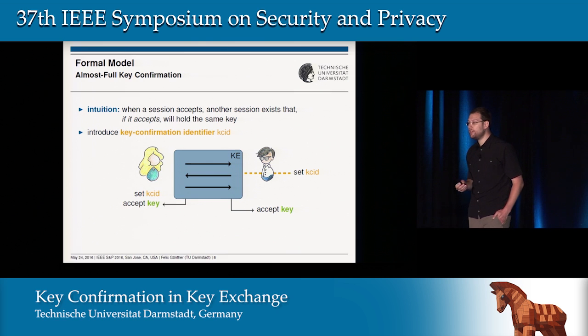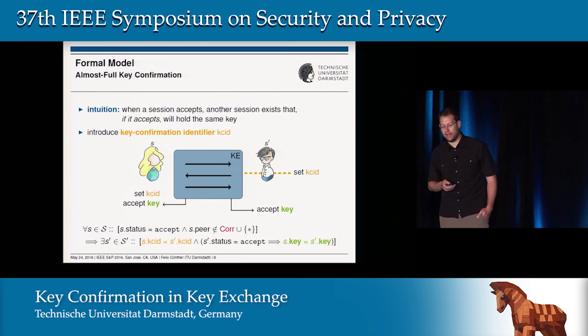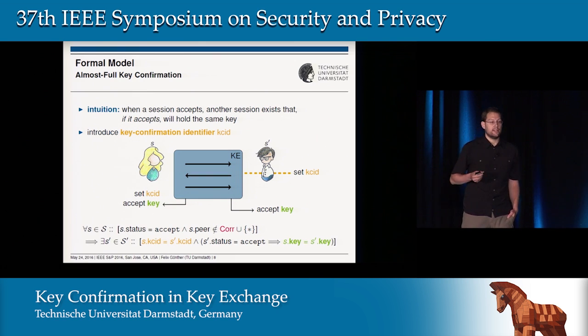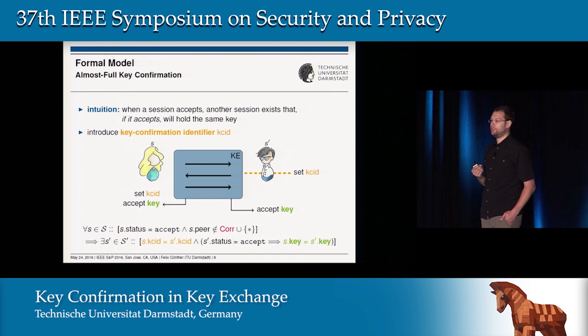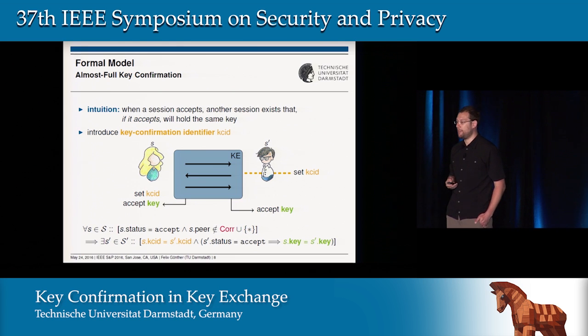So now the formalization, again translated in a more high-level way, says that for all such sessions like Alice's now on the left side, when it accepts, you're guaranteed the following. There exists another session already which shares some agreement. Namely, it has set the same key confirmation identifier. It doesn't have the same key yet, it might not have accepted yet, but it holds the same key confirmation identifier. And in particular, when this session accepts, you're already guaranteed that it will only do so with the same key. So you cannot make this other session accept anymore with another key.